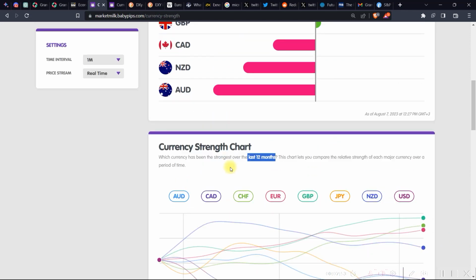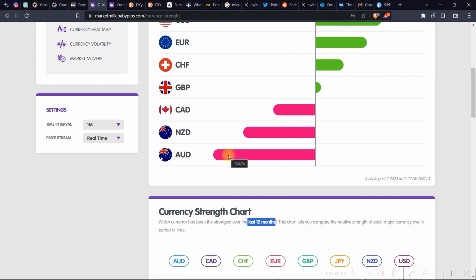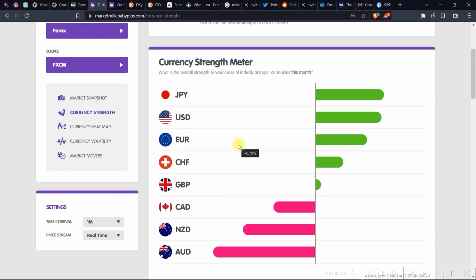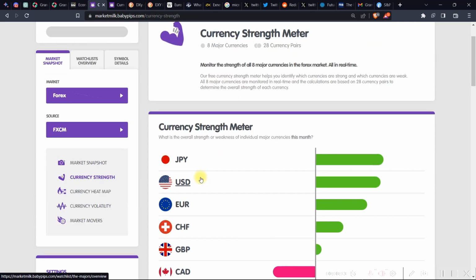Yeah, this is it. Now let me go to the chart and show you what exactly you are supposed to do when it comes to trading: fundamental analysis, choosing which pair to trade, and just making the most out of this tool.